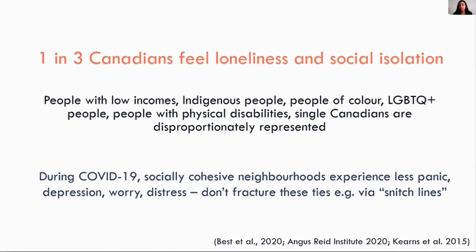And one recent study actually found that during COVID-19, socially cohesive neighborhoods experience less panic, depression, worry, and distress. And so from a policy standpoint, they noted that it's incredibly important not to fracture these existing networks and ties through, for example, snitch lines such as reporting on your neighbor.